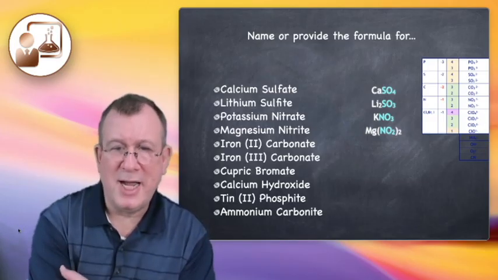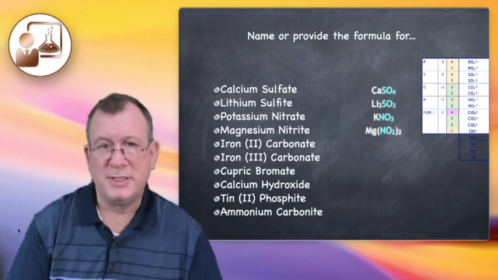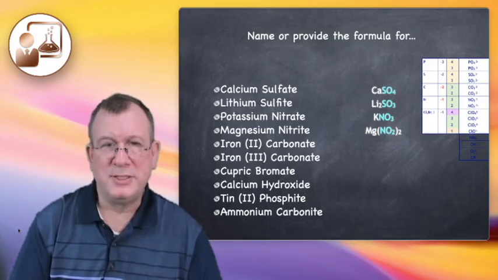Okay, if you've got something like iron(II) carbonate, well, the charge is just 2+. Iron, of course, is one of the old elements, so Fe. Fe 2+, carbonate, CO3 2-, slap them together, and you've got FeCO3.